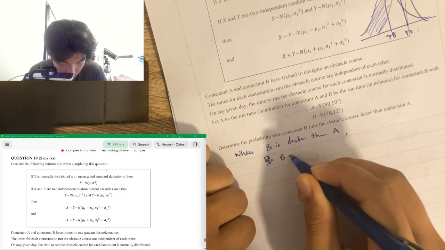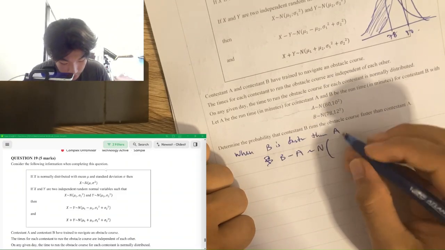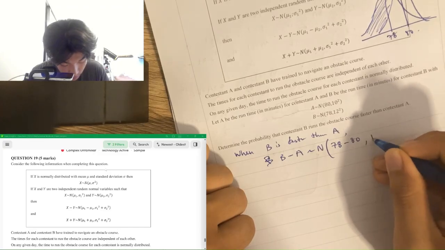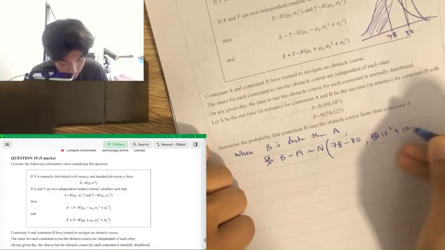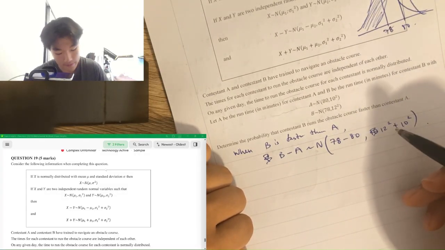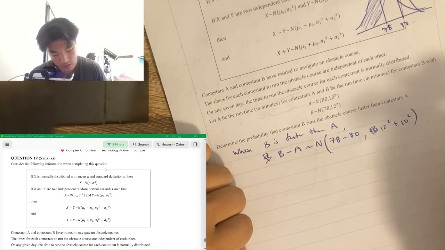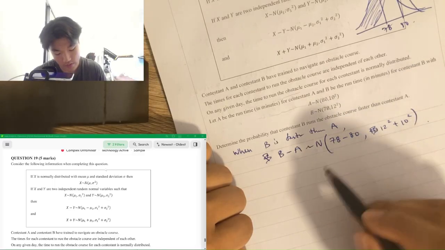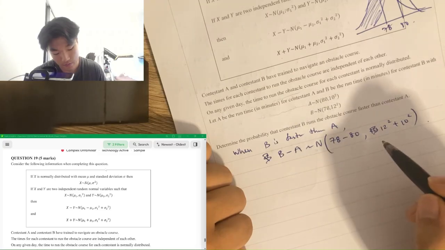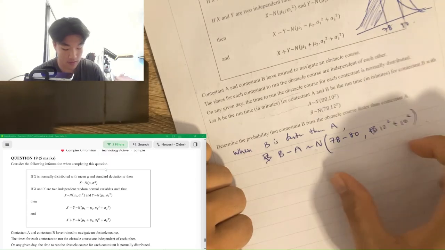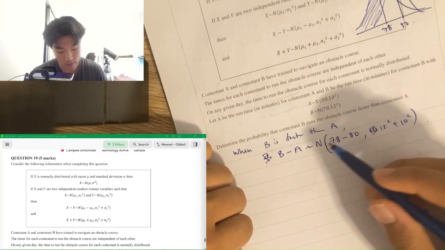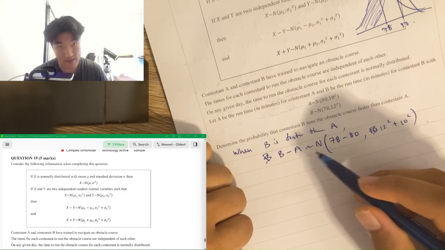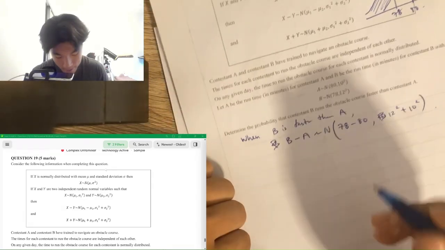It's B minus A. Okay, so I think you get that. So on average, it's going to be 2 minutes faster. So doesn't this just represent when it's faster? Well, no, it doesn't. The part that represents it being faster is when the probability of this is less than zero. Yeah, okay. We got it. We got that.